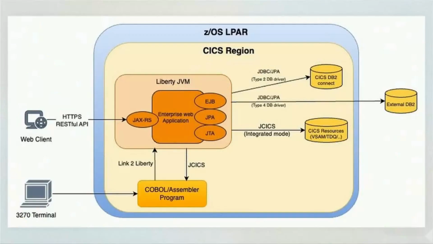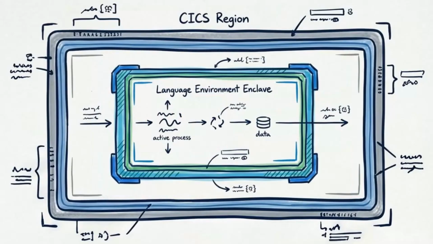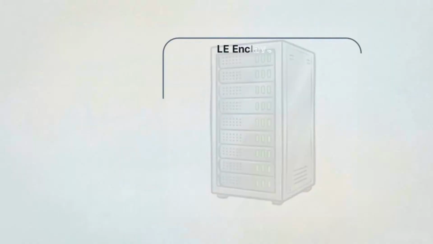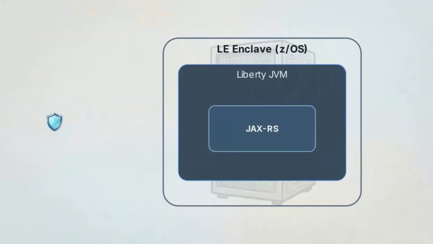This diagram shows the architecture of how CICS supports a Liberty Java Virtual Machine, or JVM. Notice the boundaries. The Liberty server does not run as a standalone external process. It operates directly inside the CICS region itself. Within that region, CICS creates a Language Environment enclave. This enclave is a standardized z/OS runtime structure that hosts the Liberty JVM natively, ensuring the Java environment operates under the exact same system controls as your legacy programs.